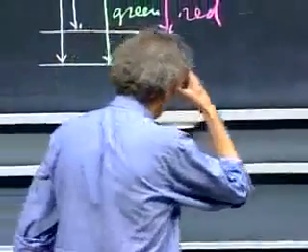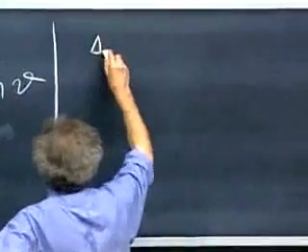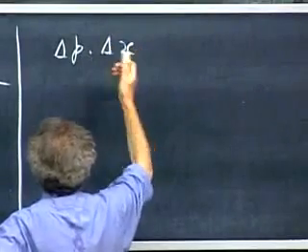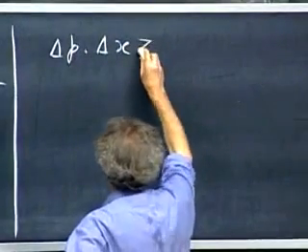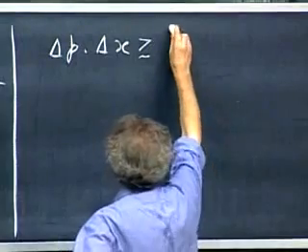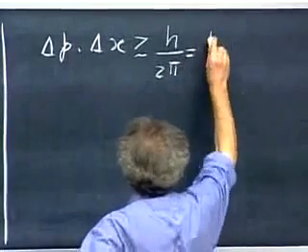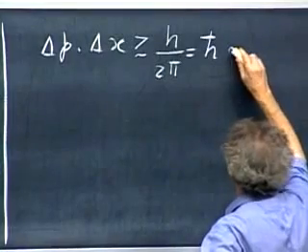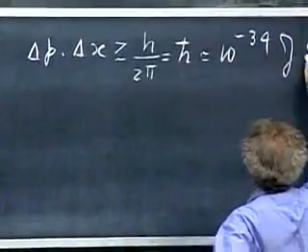What does it mean? First, let me write down Heisenberg's uncertainty principle. Delta p, the uncertainty in the momentum, multiplied by delta x, the uncertainty in the position of that particle, is larger than or approximately equal to Planck's constant divided by 2 pi, which in physics we call h bar, and h bar is approximately 10 to the minus 34 joule seconds.